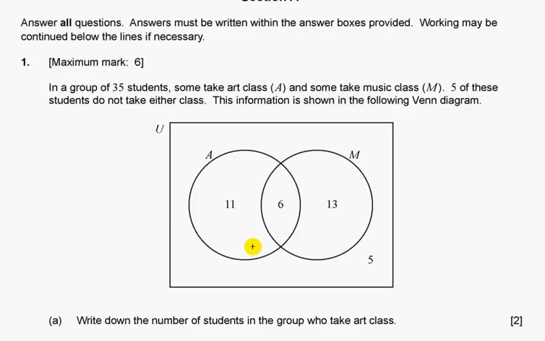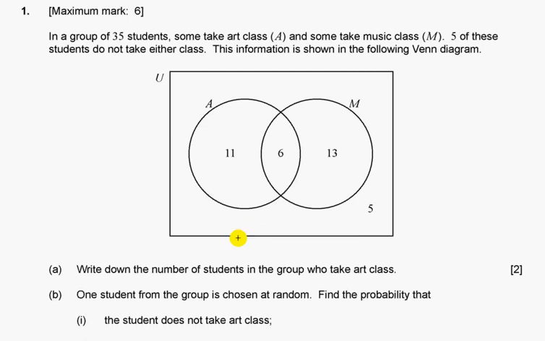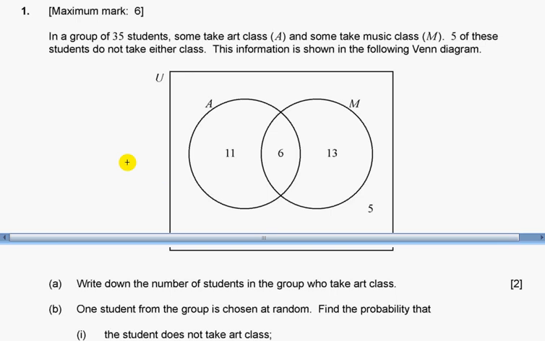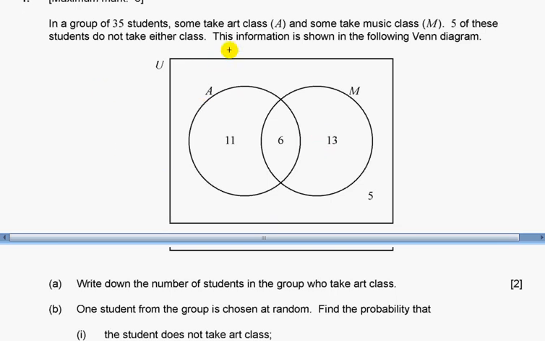Section A, question 1. A group of 35 students, some take art class, some take music class. 5 of these students do not take either class, and this information is shown in the Venn diagram. So what we have: total is 35, 17 take art class, 19 take music class, 6 take both art and music, and let us see what they want.